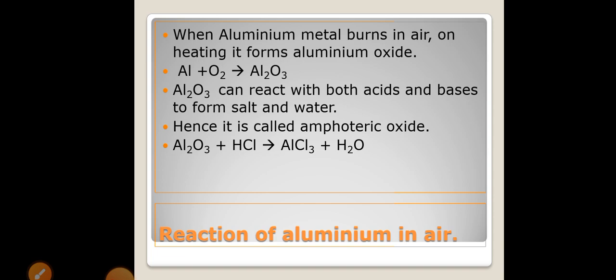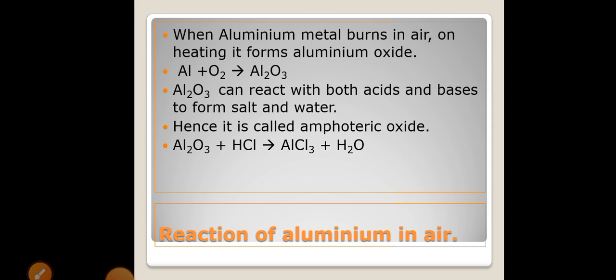See, aluminium is a metal and it's the 12th most abundant metal on Earth's crust. When it burns in air, on heating it forms aluminium oxide and the reaction is Al plus O2 giving rise to Al2O3. Now, aluminium oxide Al2O3 can react with both acids and base to form salt and water. Hence, Al2O3 is called an amphoteric oxide.